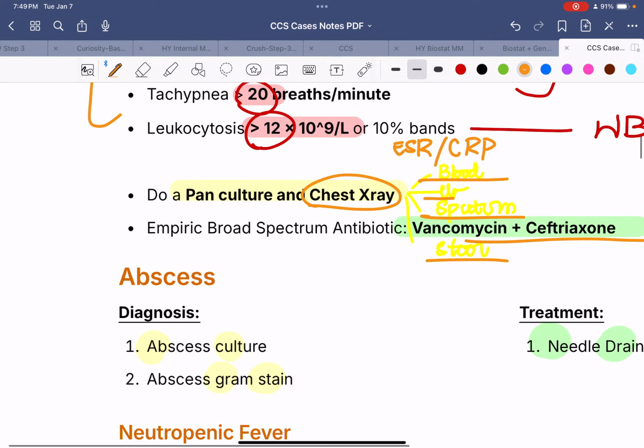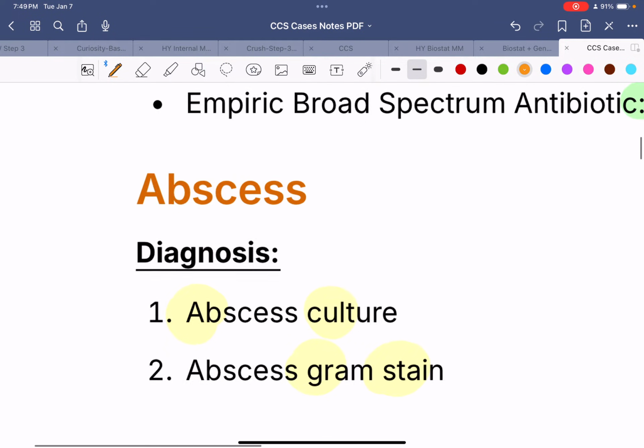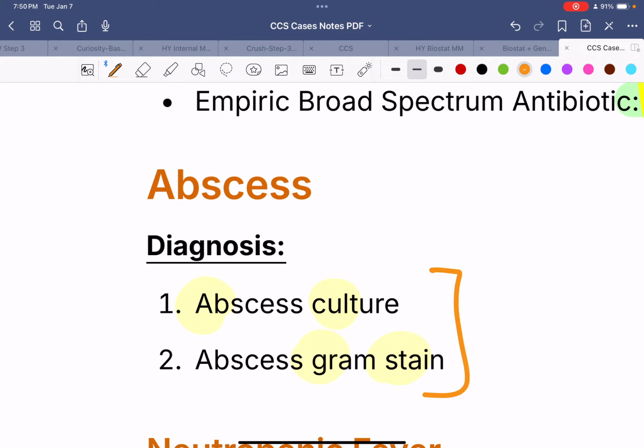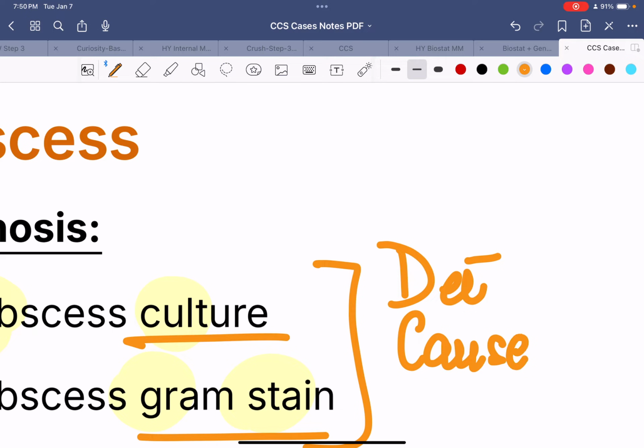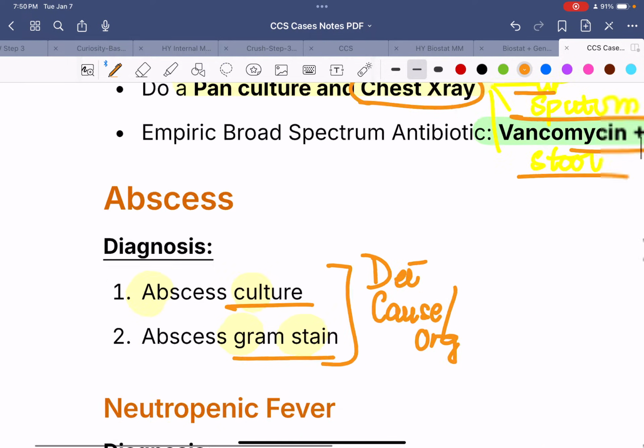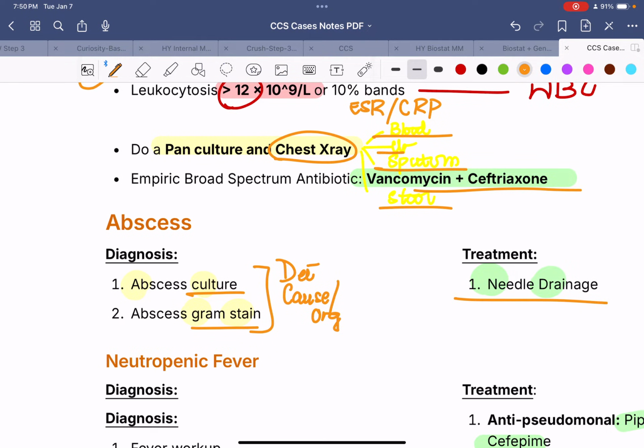Then we have an abscess. Whenever the patient has a collection of pus in any part of the body, the first thing that we're going to do, of course, is drain the abscess and do a culture and gram stain, right? For investigation, we need to know whether the organism is susceptible to the antibiotics we are giving and not resistant. So the abscess needs a culture along with a gram stain in order to determine the cause, or the organism, and we are going to do needle aspiration, needle drainage, and antibiotics as needed.